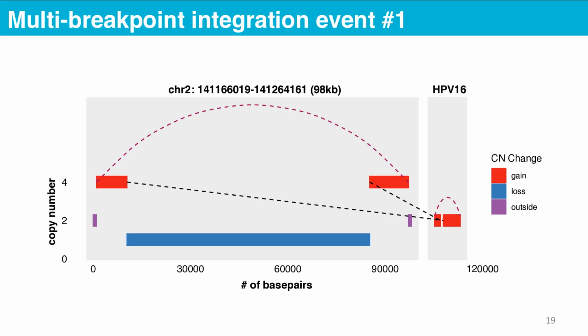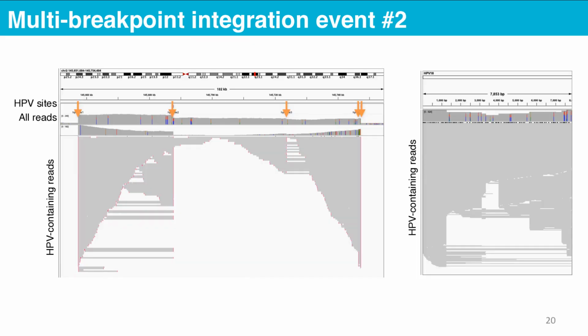So the segment in between the 2 gain segments gets deleted, and then there are translocations between chromosome 2, where this is occurring, and HPV 16. And then the region in between gets duplicated in between it. Or sorry, the outside 2 segments get duplicated in between it. I don't think you can see my cursor, so I'll try to explain the best I can. And then we can apply this to more complicated structural rearrangements and events.